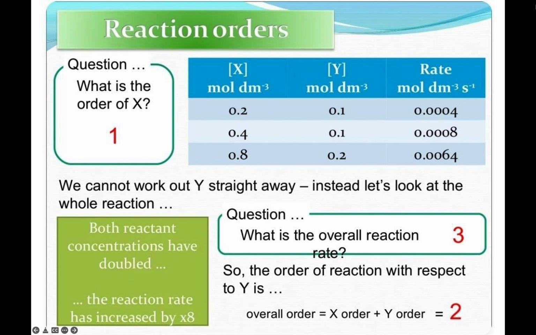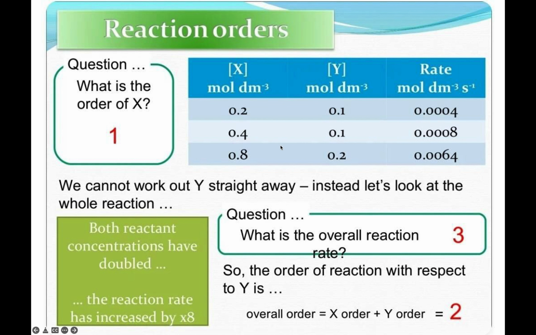You can see here that the concentration of X is 0.2, here it is double to 0.4, then again 0.8. Whereas in the case of Y, these two are the same and this is double. And the rate will be, here you can see, 4, 8 and here 8 squared, 64. Now what is the order of X we can know from here? If the order of X is 1, then we cannot find out the order of Y in a straight way. For that you have to look at the whole reaction.